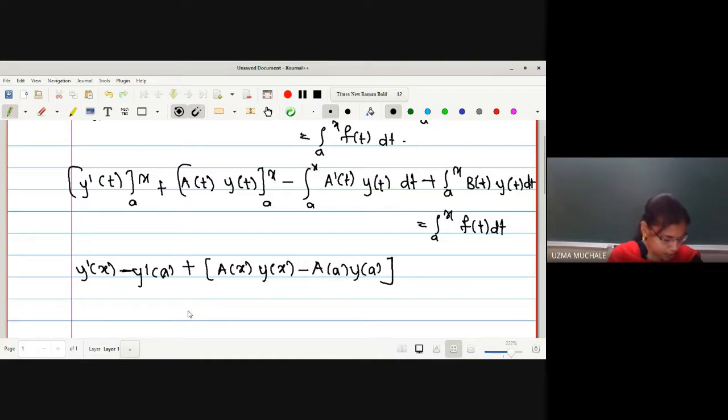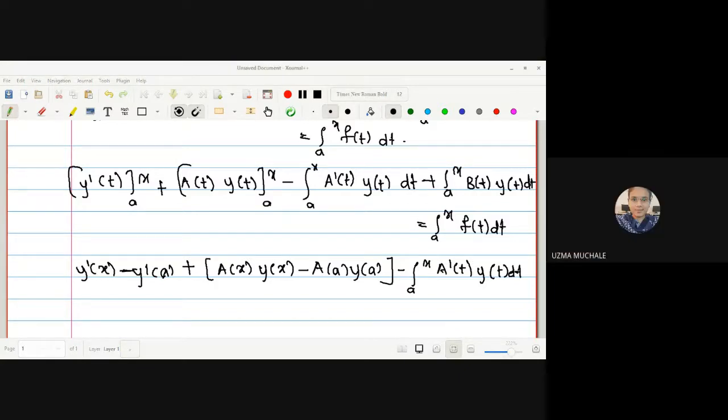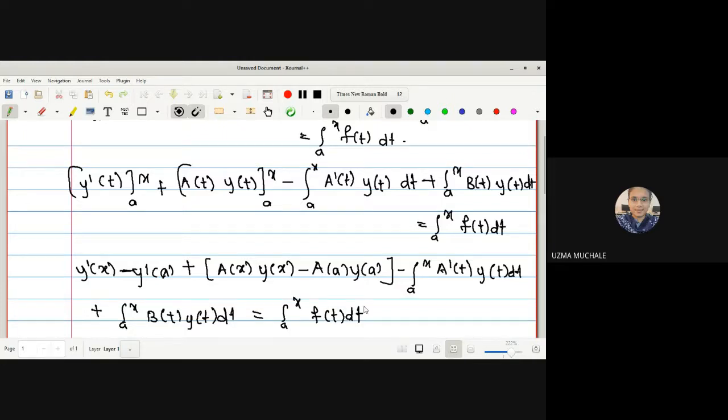Okay. Next, what is the next term? Minus integration a to x y dash of t y of t dt. What is the next term? Plus integration a to x b of t y of t dt, which is equal to integration a to x f of t dt. Okay.